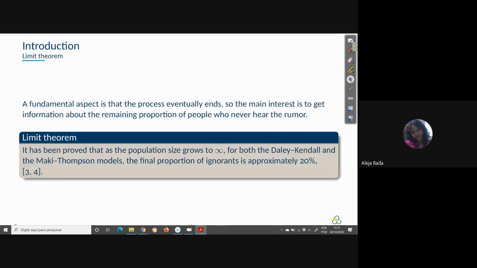What is an important aspect in the study of these models, of this process? An important thing is to study when the process ends, and the process ends when we don't have any spreaders in the population. It was proved for the Daley-Kendall model and the Maki-Thompson model that when n goes to infinity, the final proportion of the ignorant is approximately 20%.